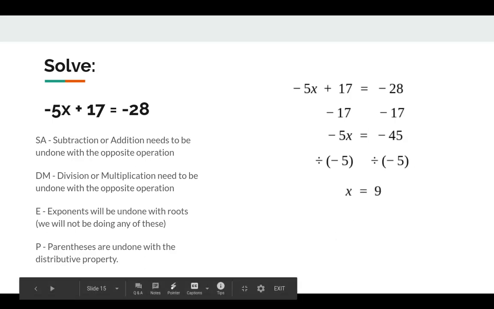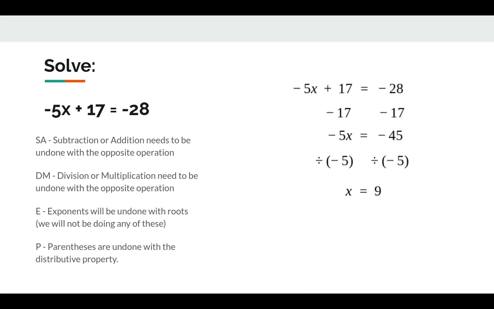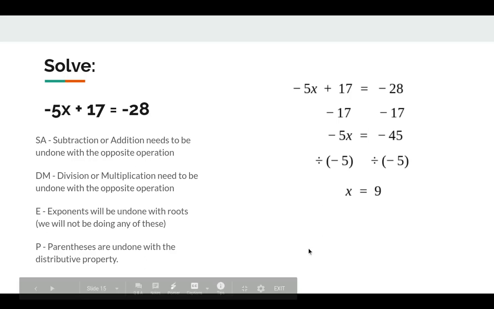So hopefully this was a great way to help you understand how to solve two-step equations. You're going to have a little bit of practice in class, and then hopefully we'll have a pretty good grasp on it, and we'll be moving forward.